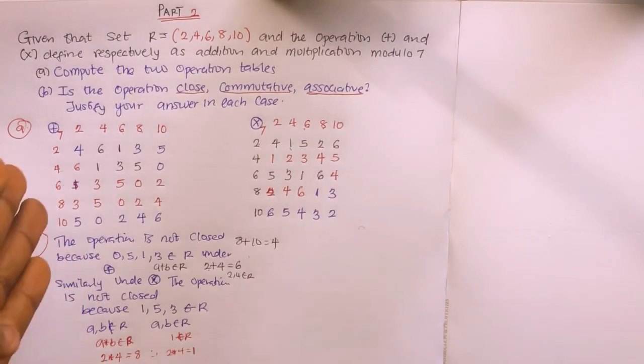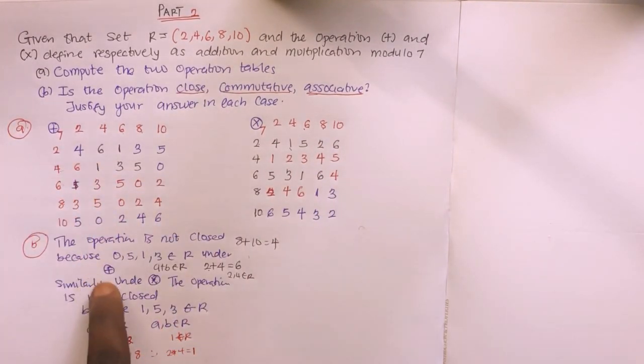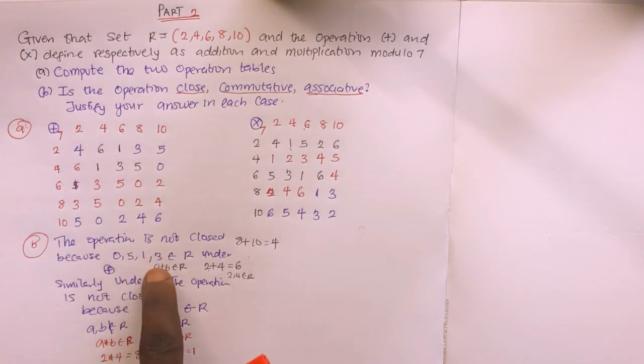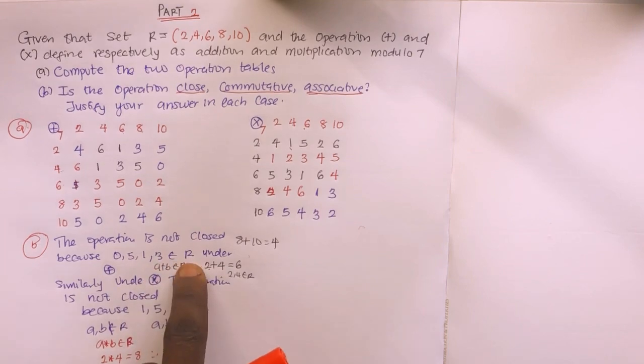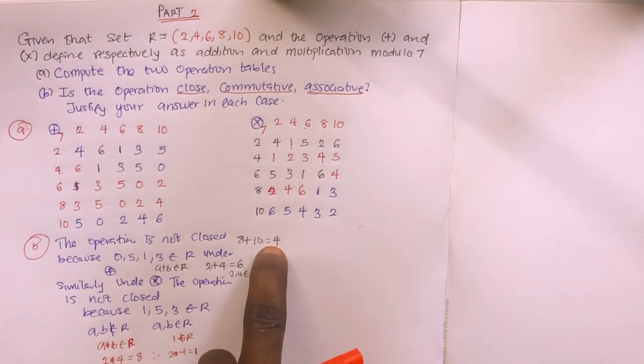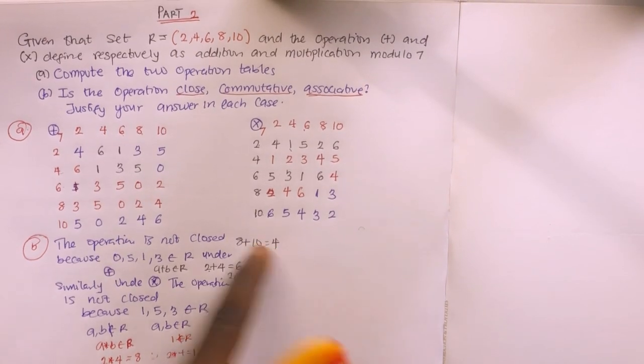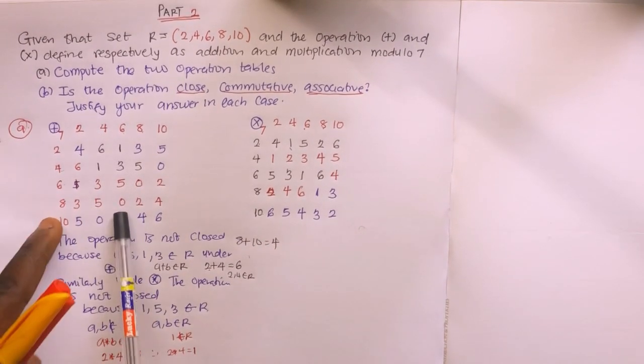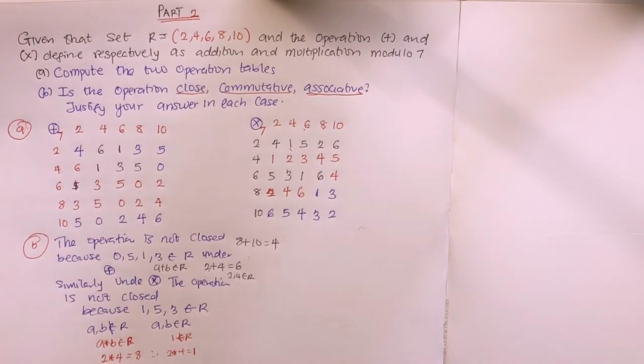But looking directly at the table, the operation is not closed, because 0, 5, 1, 3 is a member of R. But looking at the elements here, the operation is somehow closed. So you need to be careful. But judging from the table, the operation is not closed because of 0, 1, 3. You can just take them according to the table. That is, the operation is not closed because 0, 5, 1, 3 is not a member of R. Can you see now?